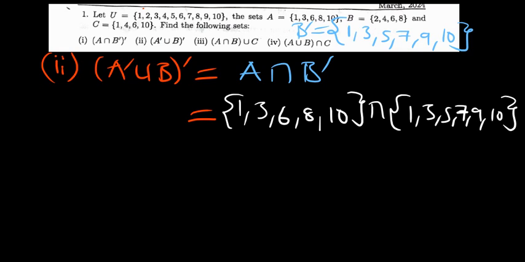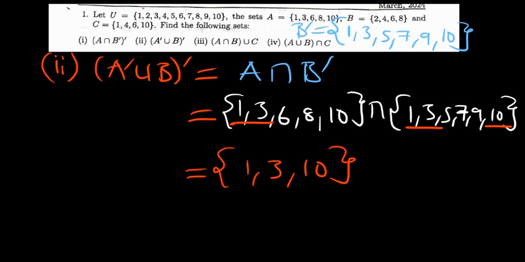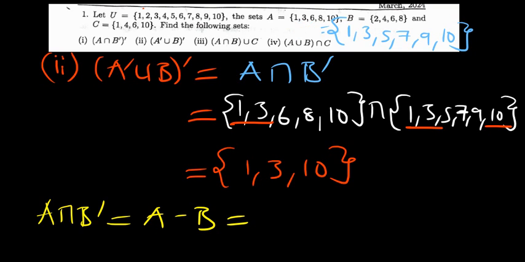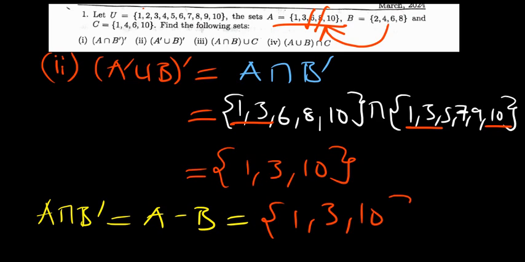So what are the common elements between the two sets? I can see 1 and 3 are common. I can see 10 is also common. So we have 1, 3, and 10. Now, what if I went by the other method, where A intersection B complement is the same as A minus B? I said it means A without B. So look at your A and remove the B elements. What are the B elements? 6 is a B element, 8 is a B element. What remains? 1, 3, and 10. Have you seen that this is actually the fastest way rather than simplifying?